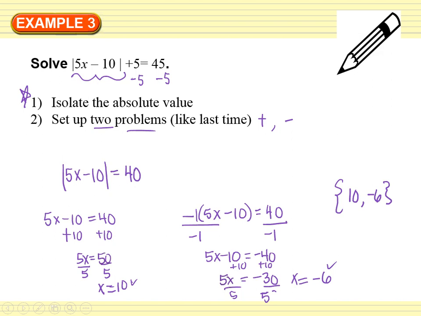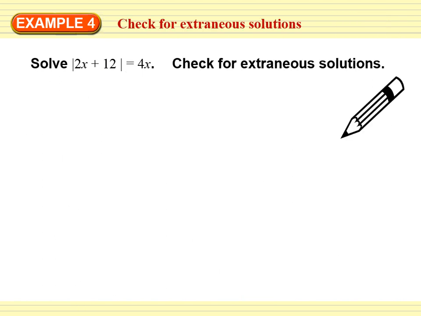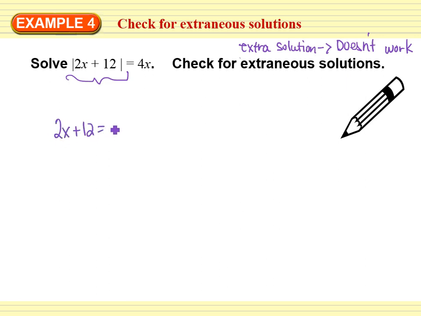All right, let's do one more problem because we have what's called extraneous solutions. Okay, an extraneous solution is an extra solution. And it's an extra solution that doesn't work. Okay? So we need to make sure that we check our answers and that they work, okay? First thing we do is isolate the absolute value. Well, it is isolated, so now we can set up our two equations. One is the positive slope, and one is the negative slope.